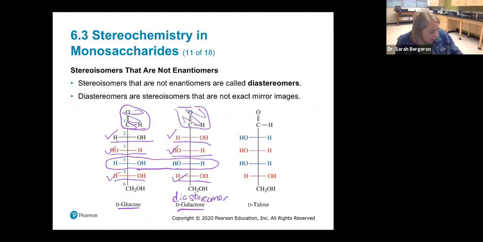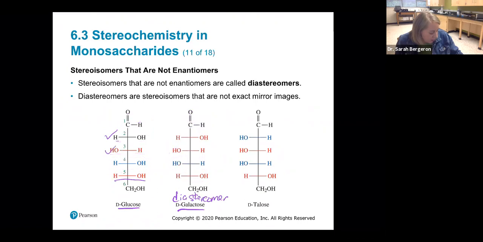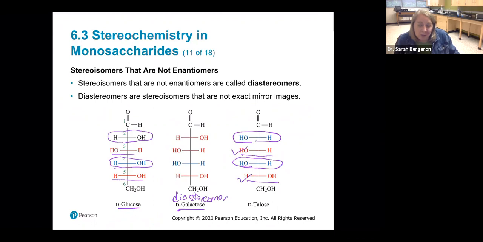I'm going to erase because I've got a lot going on here, right? Okay, now I'm going to check this one versus this one. Are they the same? No, they're not the same. Okay, how about this one and this one? Oh, they're the same. How about this one and this one? Oh, they're not the same. And how about this one and this one? They're the same. Okay, so I have 2 groups that are off. This is another diastereomer of D-glucose.